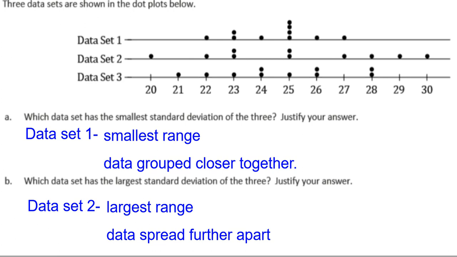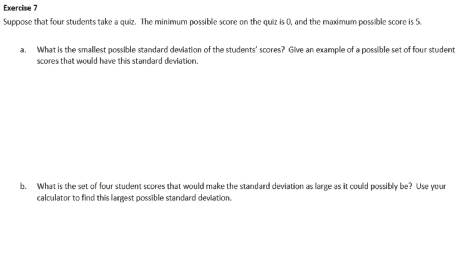All right, let's go through our last example. It says, suppose that 4 students take a quiz. The minimum possible score on that quiz is 0, and the maximum possible score is 5. We want to figure out what is the smallest possible standard deviation for those scores and draw an example of what that could look like. And then the second one is, what would a set of 4 student scores look like to create the largest standard deviation possible? So let's pause the video here, make our 2 sketches, and we'll check back in.